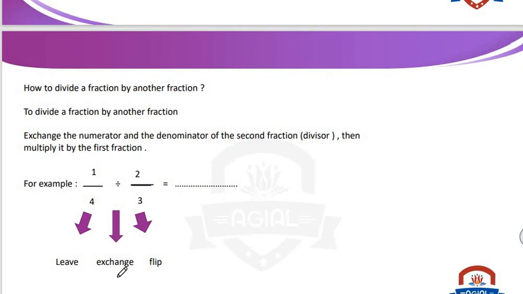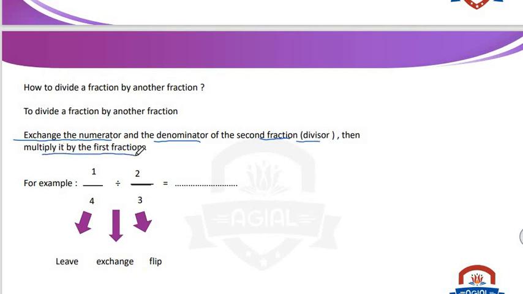To divide a fraction by another fraction, exchange the numerator and the denominator of the second fraction, the divisor. Then multiply it by the first fraction. After you exchange the numerator and denominator, you multiply like lesson number 4 or lesson number 5.